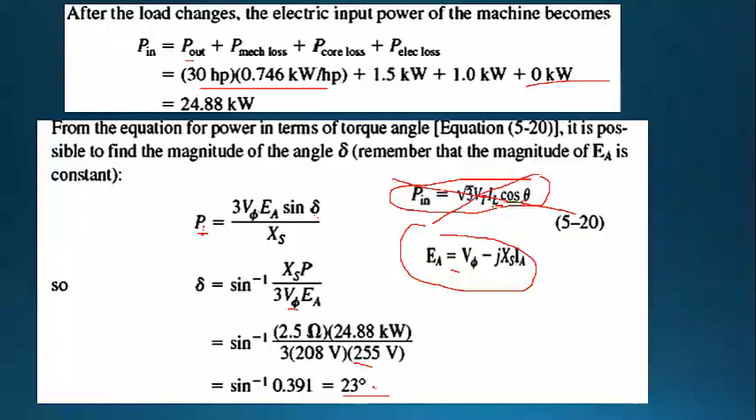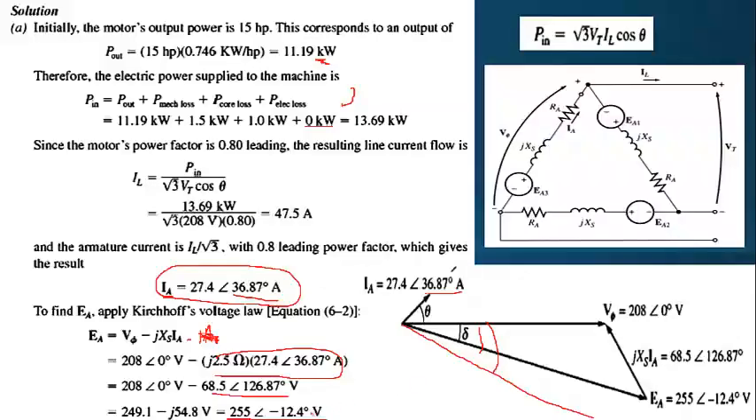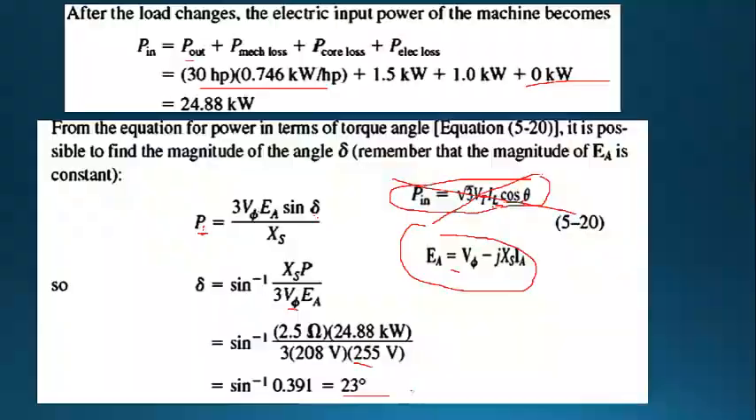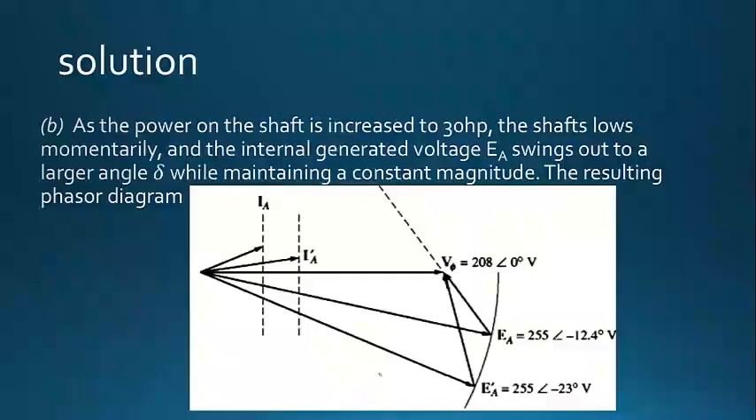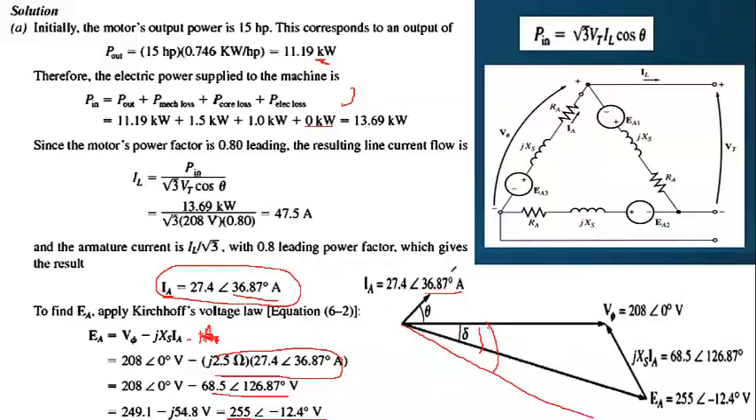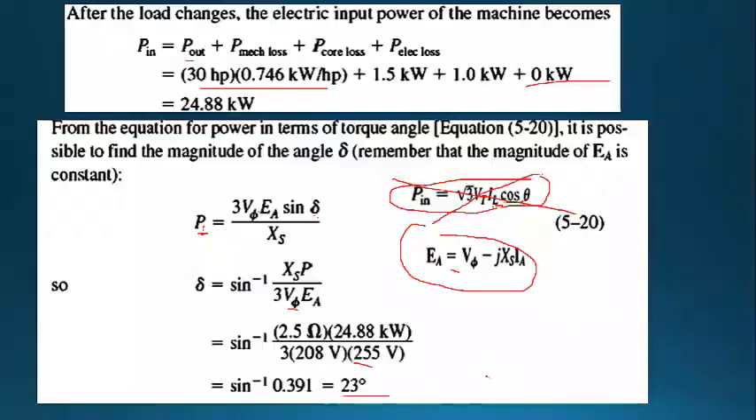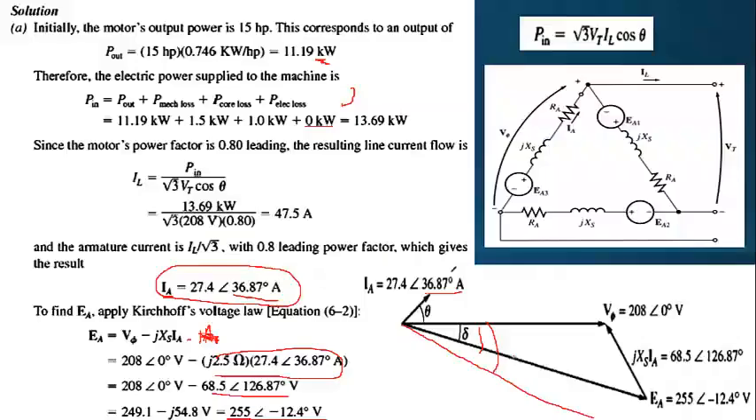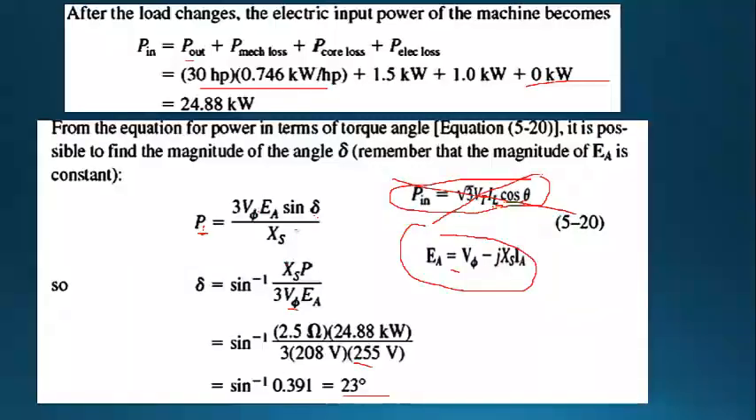In the previous case, the delta was 12.4. But here our delta is 23, because there has been increase in the load. So this angle, this delta, needs to increase. So it makes sense. If you follow the previous lecture, you understand why there's increase in the angle. So now we know the angle for the EA, or our delta. Once again, the EA is leading the V phase, so the angle should be negative. So we'll write it in this form.